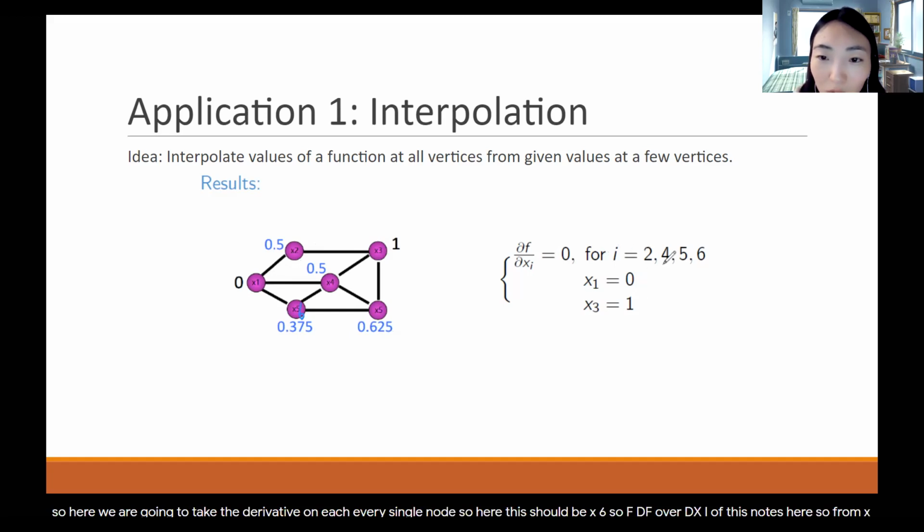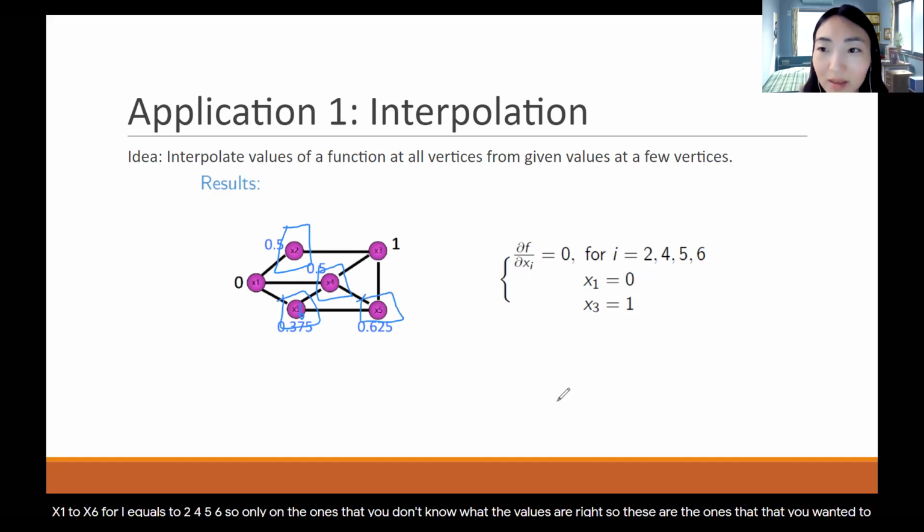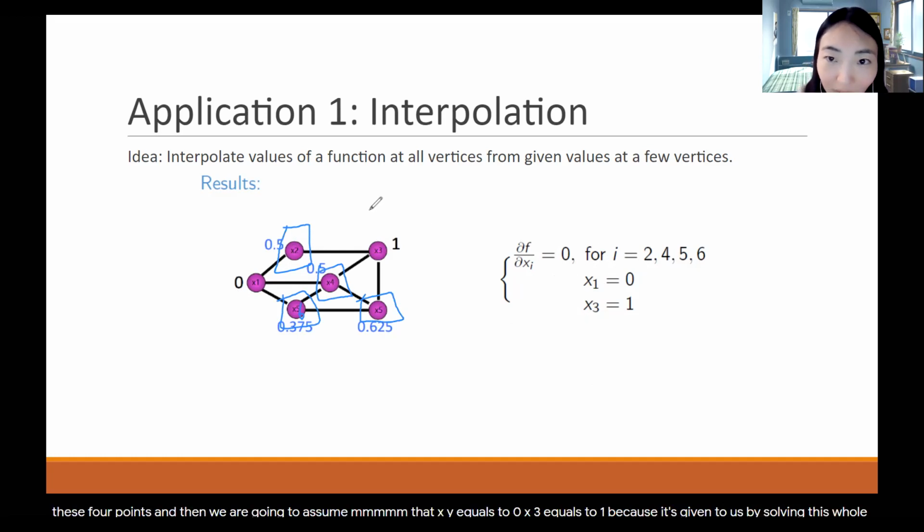For i equals 2, 4, 5, 6. So only on the ones that you don't know what the values are, right? So these are the ones that you wanted to get, and those are the things that can make f of x different, right? So we are going to only take the derivative, let the derivative equal to 0 at these 4 points. And then we are going to assume that x1 equals 0, x3 equals 1, because it's given to us. By solving this whole system, you will get values, and the values are listed in blue, right?